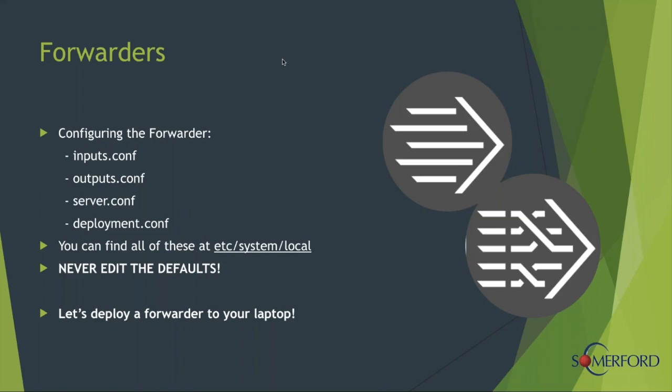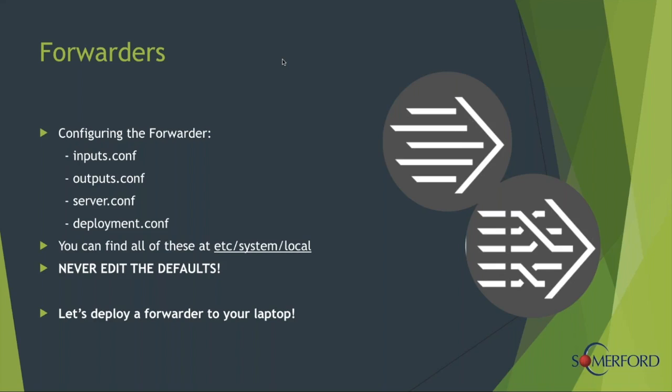Now, outputs.conf tells Splunk where to send the data, where the forwarder should send the data to. So in there, you should put either the cluster master name, or if you don't have a cluster of indexers, then you should put in all of the indexers' host names and ports. Or if you just have a single standalone indexer, then just put the one in.